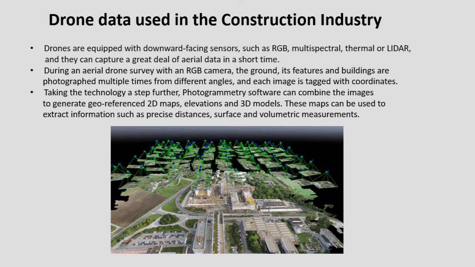Drone data used in the construction industry. Drones are equipped with downward-facing sensors such as RGB, multispectral, thermal or LiDAR, and they can capture a great deal of aerial data in a short time. They photograph multiple times from different angles, and each image is tagged with coordinates. Taking the technology a step further, photogrammetry software can combine the images to generate georeferenced 2D maps, elevation and 3D models. These maps can be used to extract information such as precise distances, surfaces, and volumetric measurements.